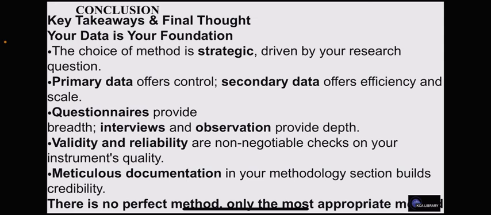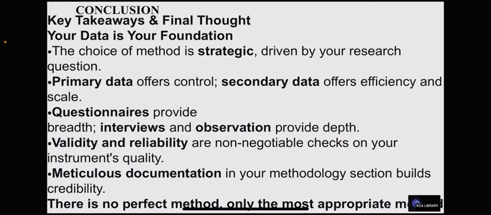In conclusion, the key takeaways and final thoughts. Your data is the foundation of your analysis. It should be on your mind every day, anytime. The choice of method is strategic and it is driven by your research question. Primary data offers control, while secondary data on the other hand offers efficiency and scale. Questionnaires provide breadth, while interviews and observation provide depth. Validity and reliability are non-negotiable checks on your instrument quality.